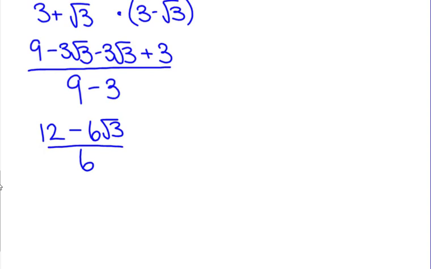Here, because we've got common terms across every single term, we can reduce. We're going to divide each one by 6, so we end up with 2 subtract root of 3, technically over 1, but we don't need the over 1. So there's our answer.